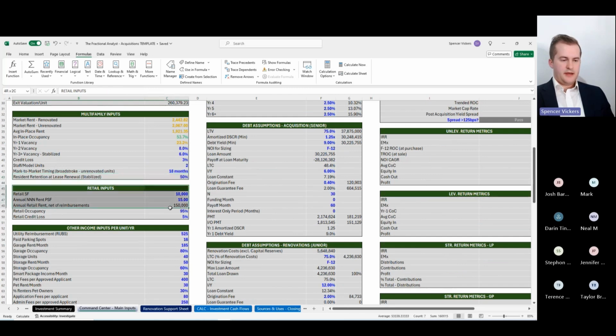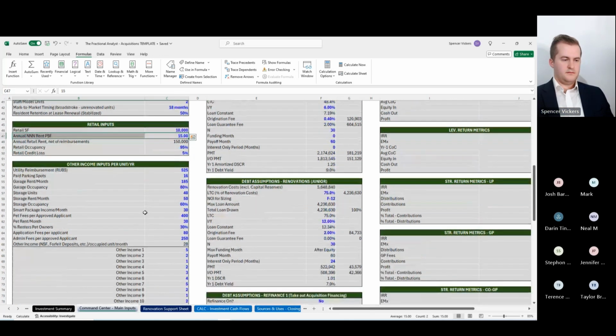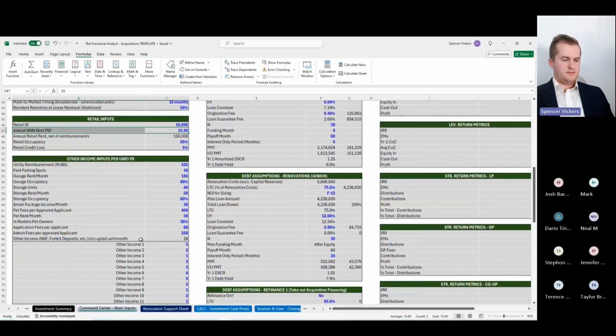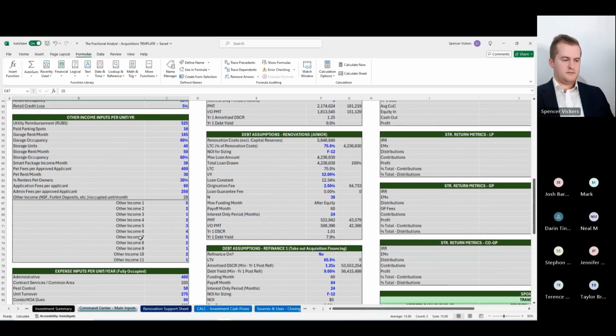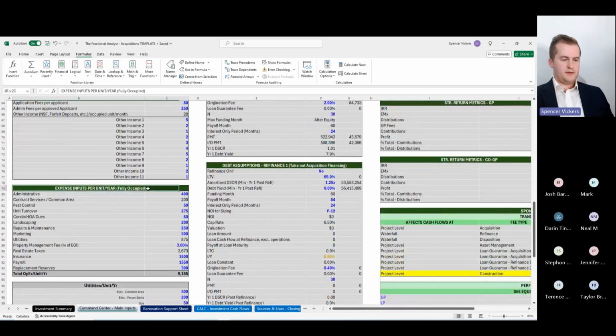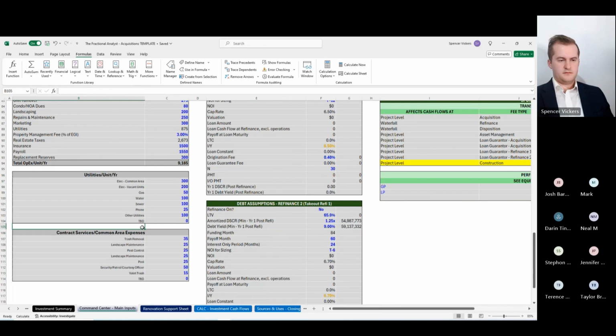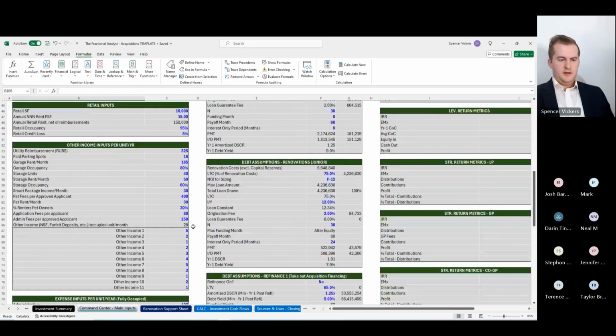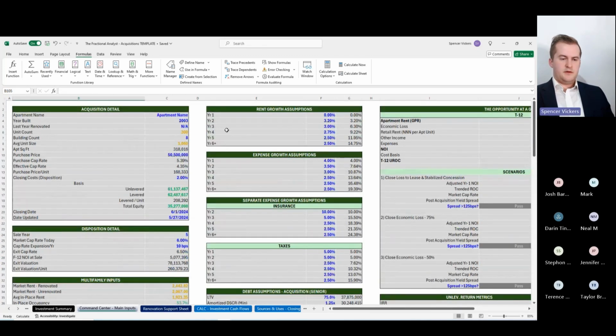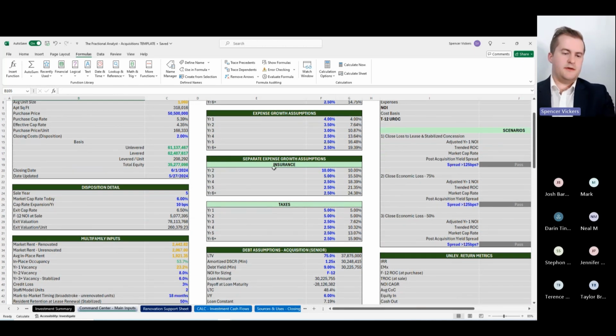To the extent a property has any retail or commercial component, there's a place to make a general income assumption about that here. Other income. Expense inputs per unit per year and a breakdown of a couple of those. Rent growth and expense growth assumptions, and I've included separate expense growth assumptions for insurance and taxes because those are always a sticking point.